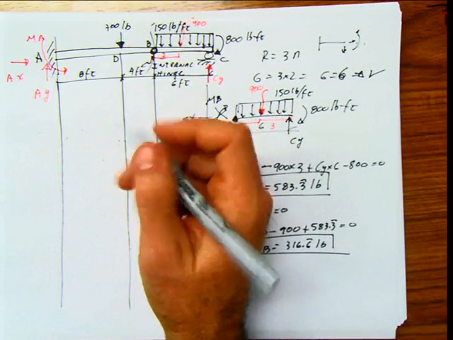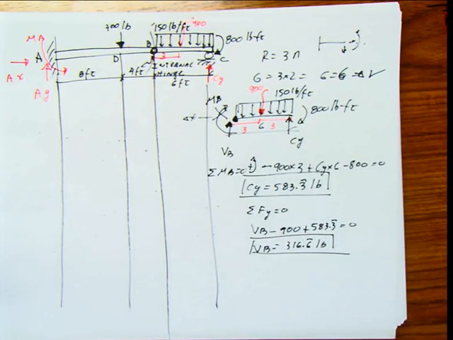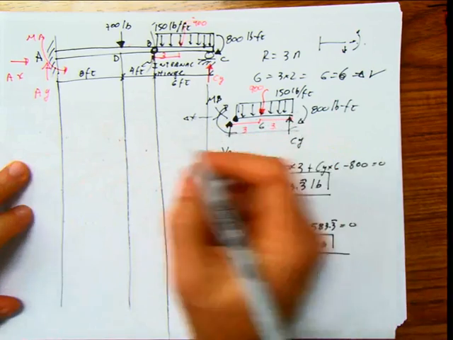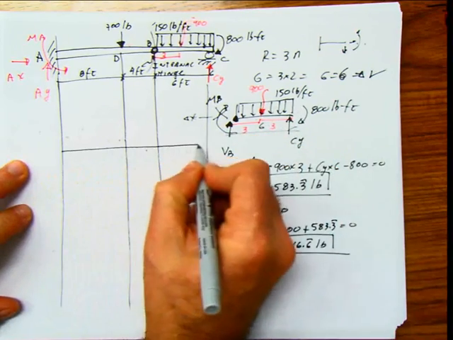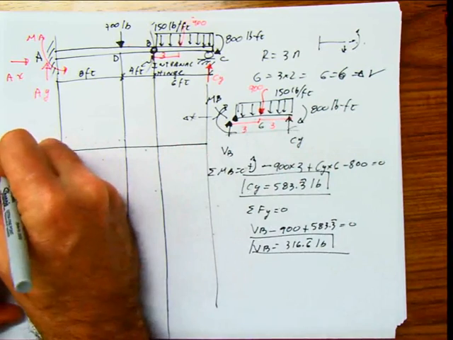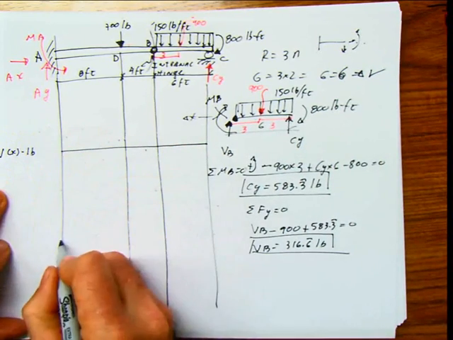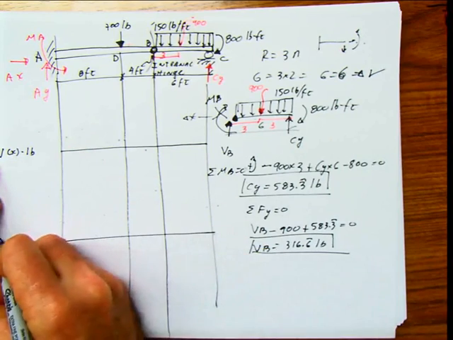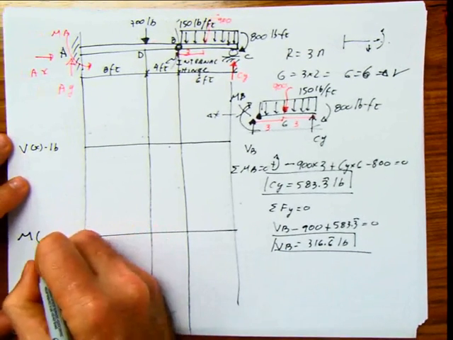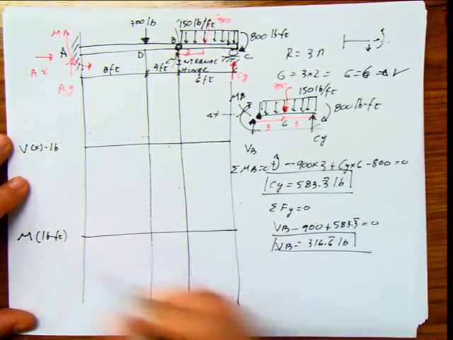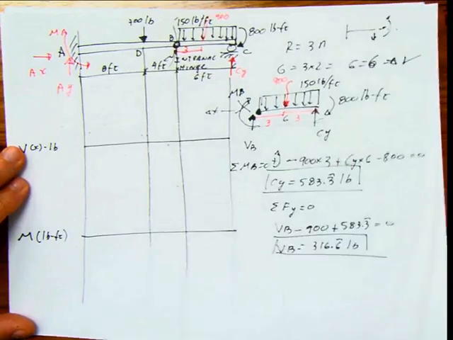Now, I'm going to solve this by using the method of the areas. Remember, we're going to need one line for the shear, which is going to be in pounds, and another line for the moment, which is going to be in pounds per foot. And let's solve this.